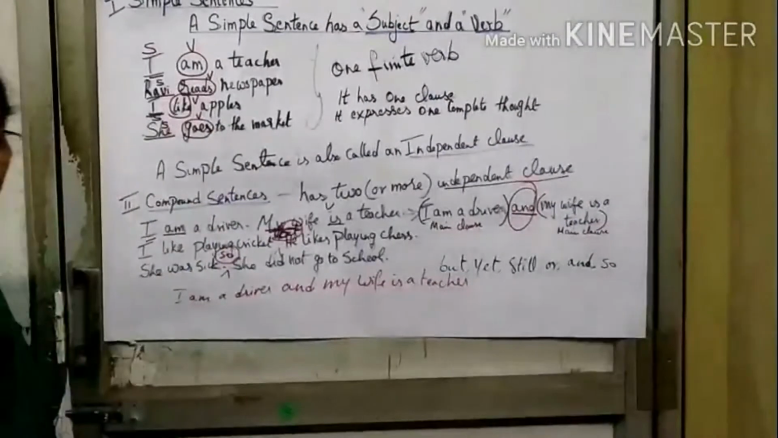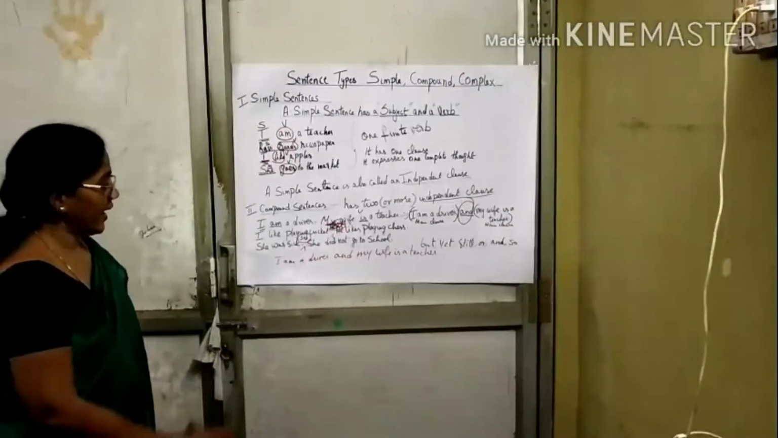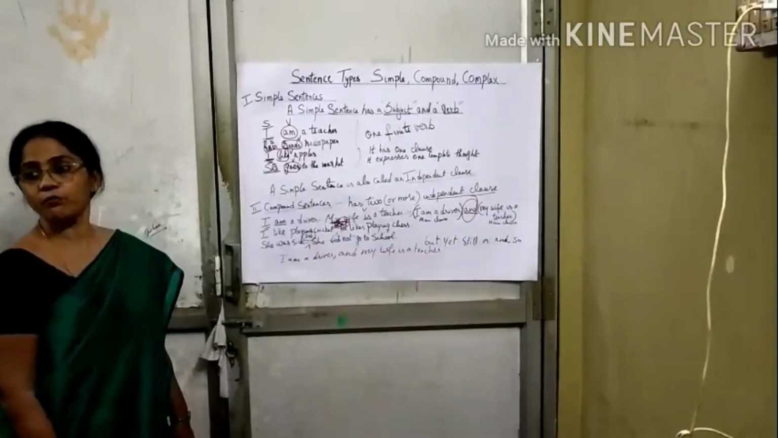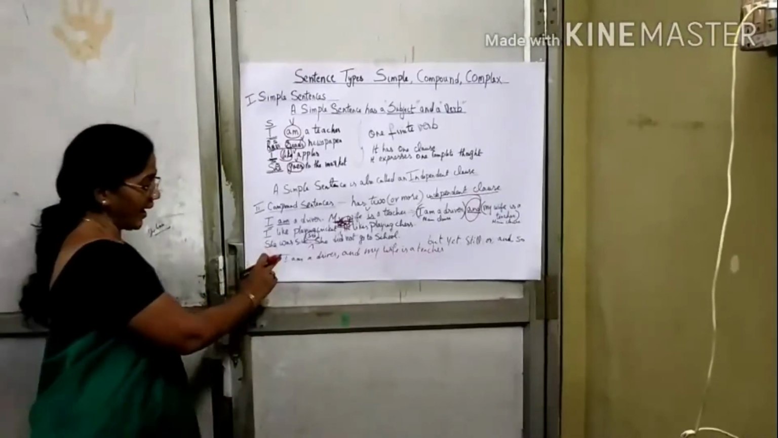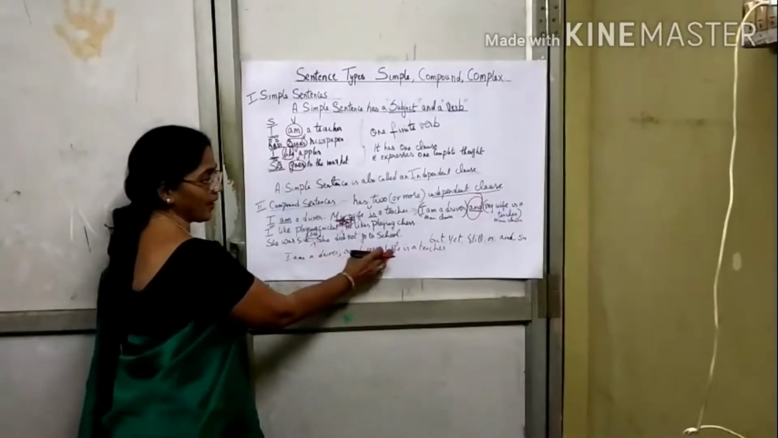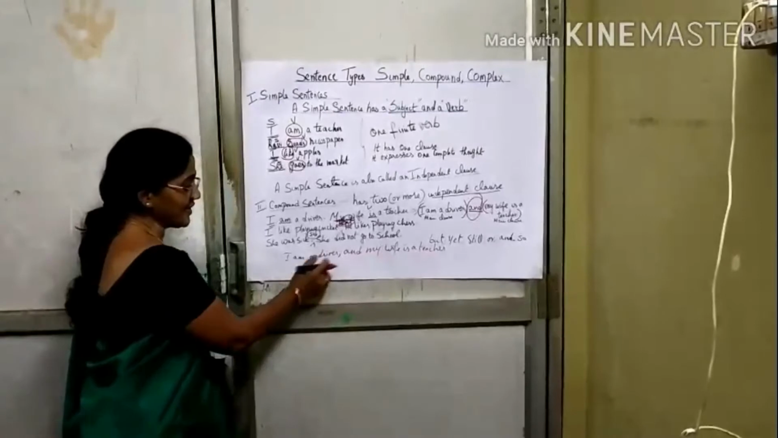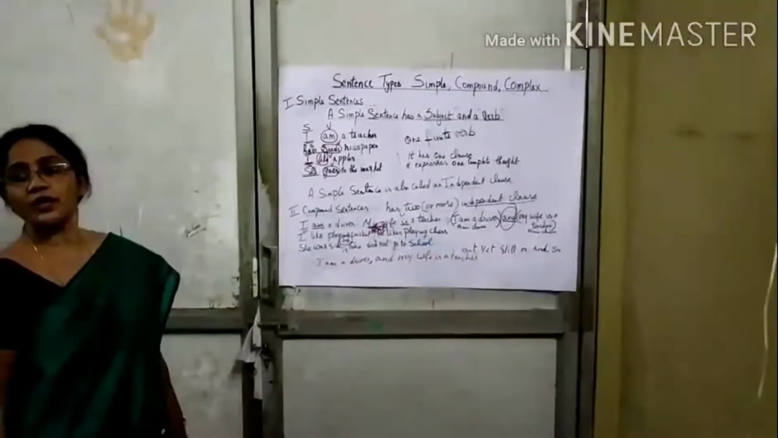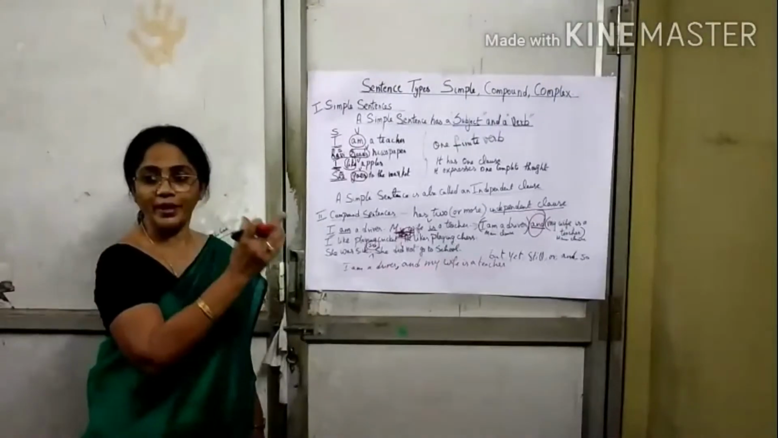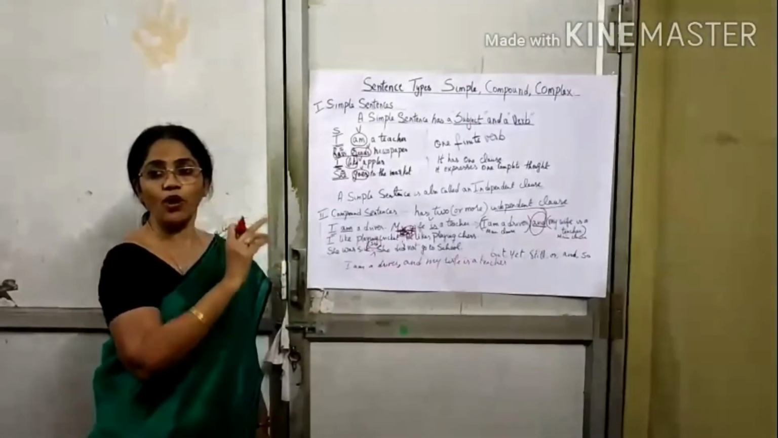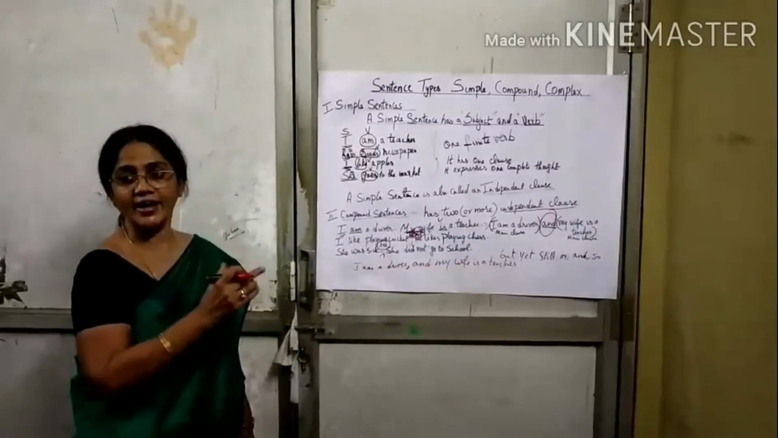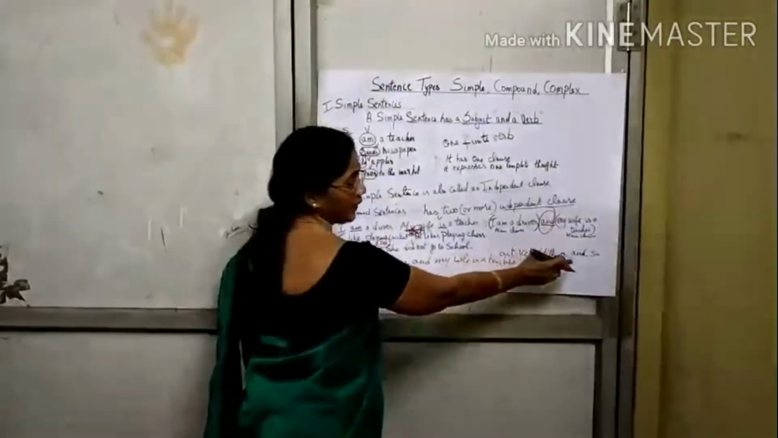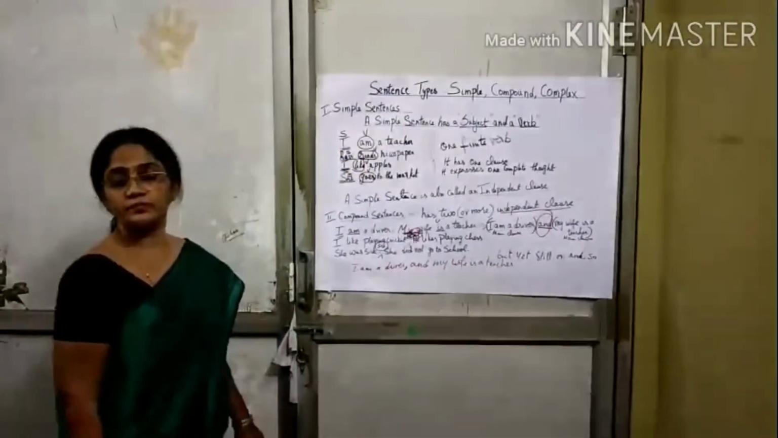One thing you have to remember in a compound sentence: I am a driver. You have to put a comma there. That is very, very important. I am a driver, and my wife is a teacher. So this is very important. Have you understood? A compound sentence has two main clauses connected with coordinate conjunctions such as and, so, yet, but, still, and so on.